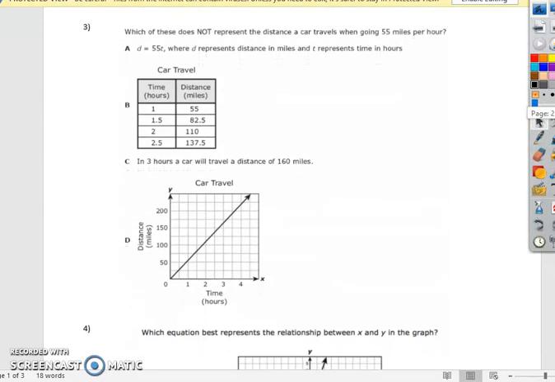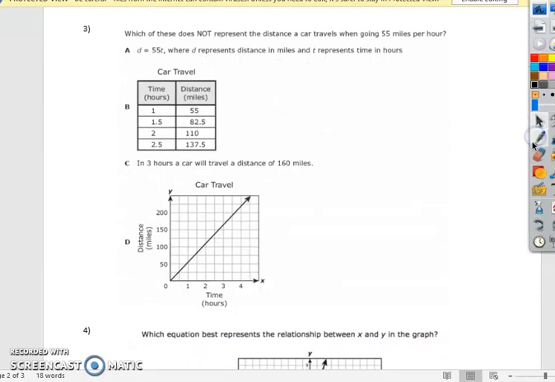Number 3. So this is one thing that I was just talking about. Which of these does not represent the distance a car travels when going 55 miles per hour? Okay. So again, I'm going to do the same thing that I did before. 55 miles per hour, where D represents the distance and T represents the time. Okay, distance and time. Guys, time is almost always independent. Distance is almost always dependent.